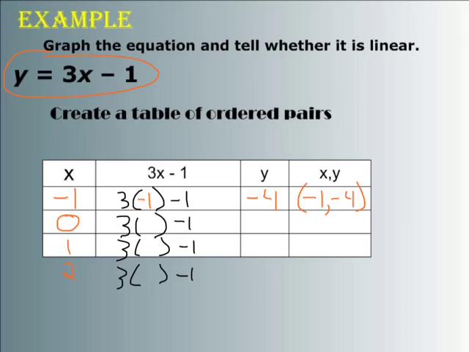Do the same thing. We plug in a 0. Of course, anything times 0 is 0. 0 minus 1 is -1. So when we plugged in a 0, we get -1. Another ordered pair. Now we're going to plug in the x value of 1. 3 times 1 is 3, and 3 minus 1 is 2. So we have the ordered pair of 1, 2. And then last, we're going to plug in a 2. 3 times 2 is 6, and 6 minus 1 is 5. So that ordered pair would be 2, 5. Now we have enough ordered pairs to graph and determine if it is a linear equation.